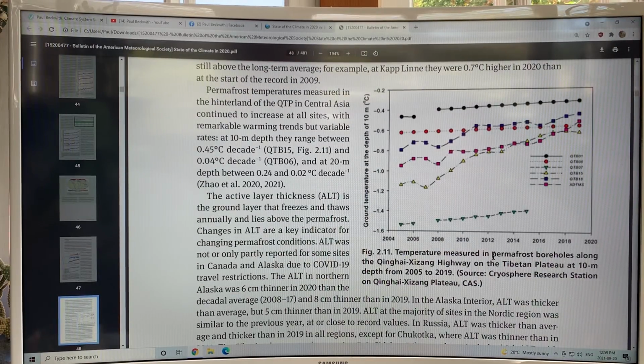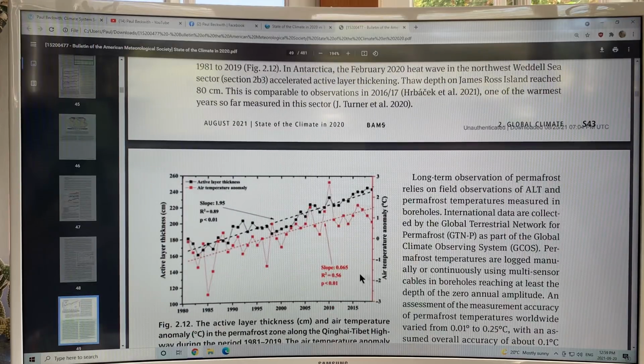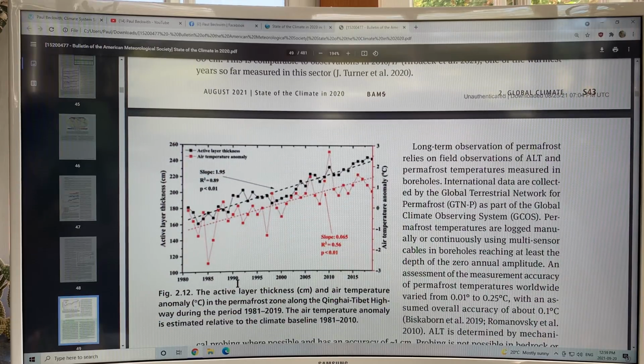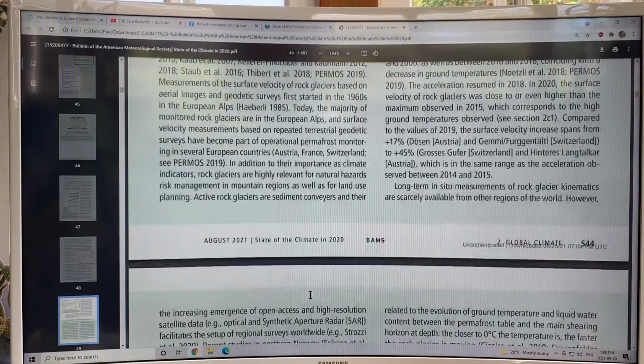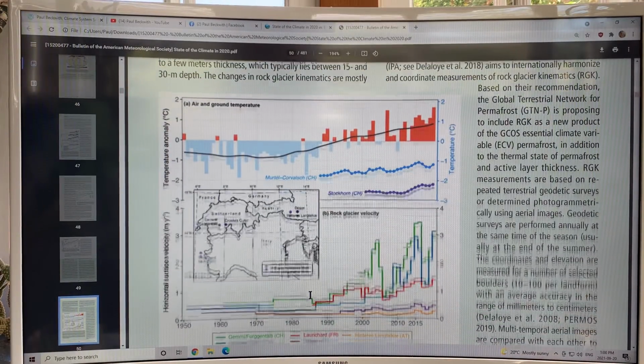This is temperature measured in permafrost boreholes on the Tibetan Plateau at 10-meter depth. And you can see again strong increases. We're warming up the planet, we're warming up the ground. This is the active layer thickness in centimeters. So the active layer is the layer that thaws and freezes, thaws and freezes. And you can see that the active layer thickness is increasing, and it's tracking the air temperature anomaly very closely.